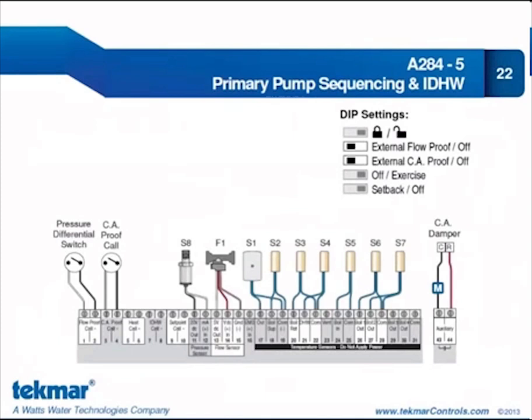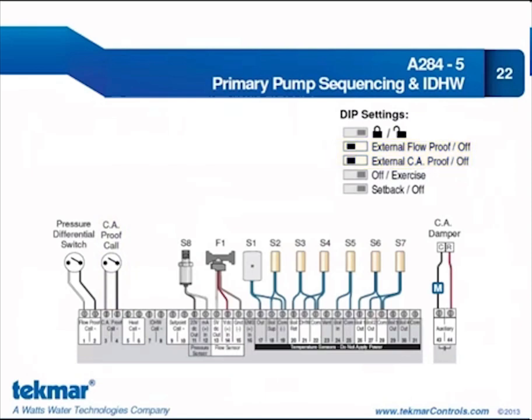Now take a look at the top half of the control. You can see we've connected the pressure differential switch to the flow proof call terminals, and we have connected the combustion air damper end switch to the combustion air proof call terminals as well. Both of those dip switches are in the on position.